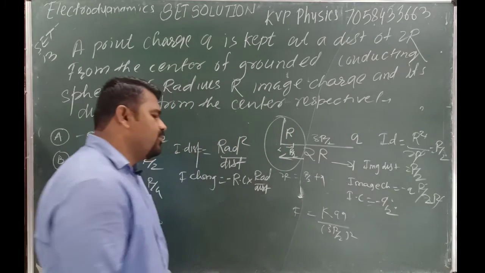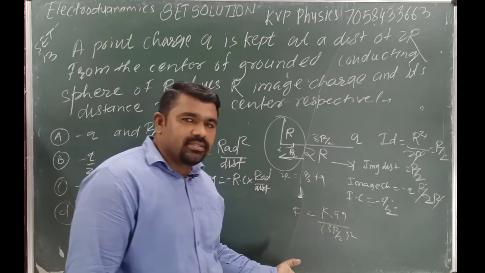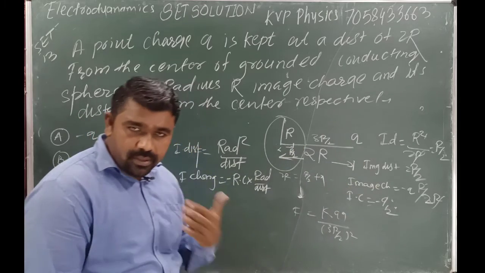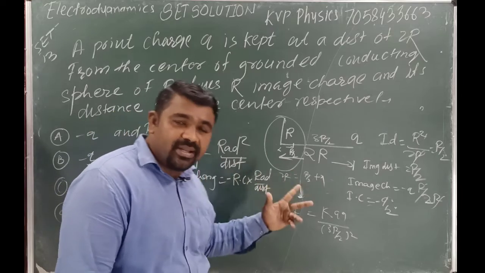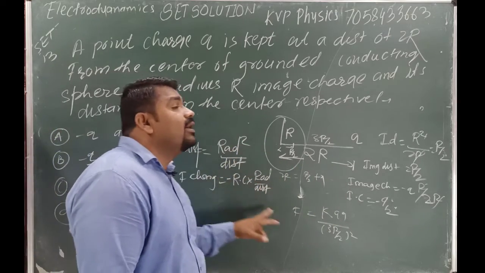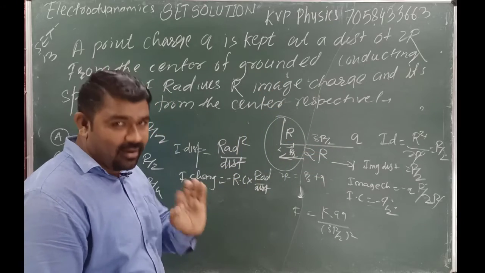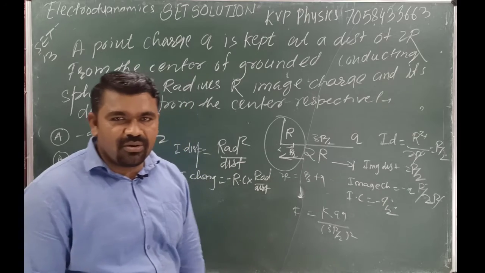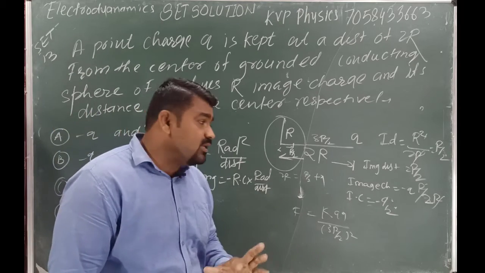मतलब इसमें क्वेश्चन आपको फोर्स पे पूछ लिया तो आप फाइंड आउट कर सकते हैं. ठीक है. आपको ये तीनों बात समझ में आ गए. इमेज डिस्टेंस इज इक्वल टू रेडियस स्क्वायर अपॉन डिस्टेंस. इमेज चार्ज इज इक्वल टू माइनस रियल चार्ज into radius upon distance. This is for conducting sphere. For a plane surface, image distance is equal to real distance and image charge is equal to minus real charge.